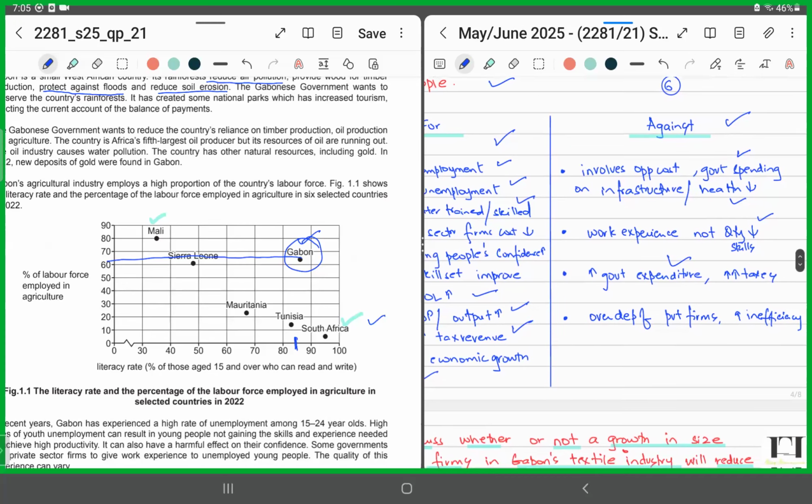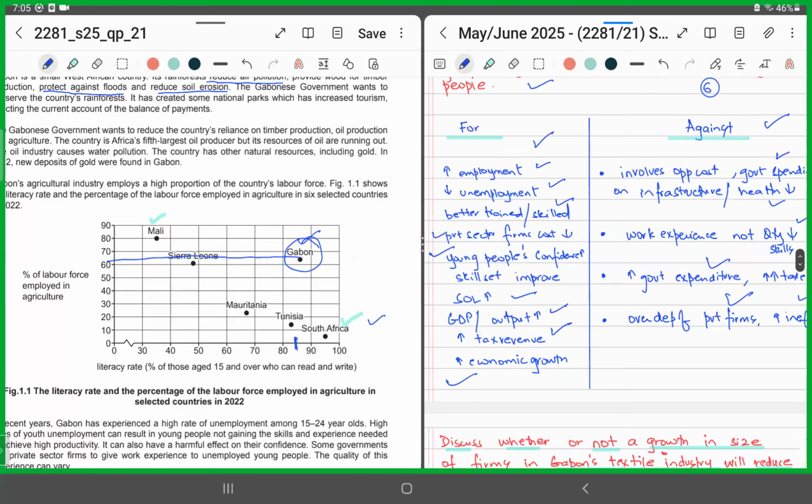It could also mean that these private firms might get overdependent on the government and they might get inefficient or more corrupt, right? So this is how you would be bringing up a balanced argument.